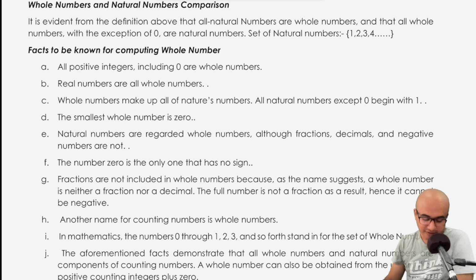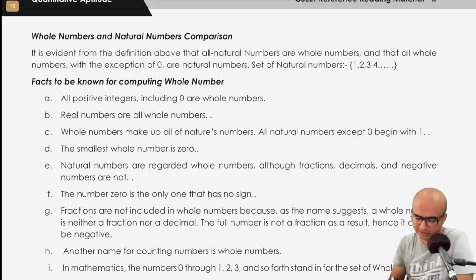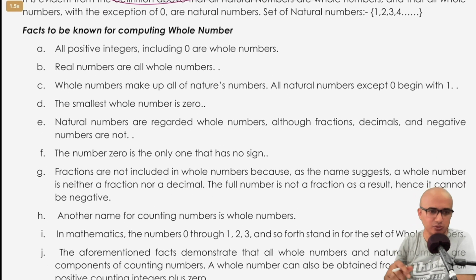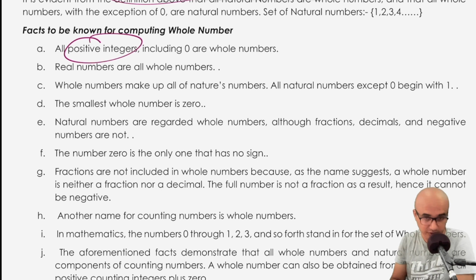And in the next section, we have what we have already seen, that is the whole numbers and natural numbers comparison. I don't think we need to get into this again, but let me just skim through this quickly. All positive integers, including 0, are whole numbers. We already know this. Be careful, because the whole numbers, as we just saw, start from 0. If it's natural numbers, it starts from 1. Real numbers are whole numbers. That also we have seen in the previous session. Whole numbers make up for all the natural numbers.